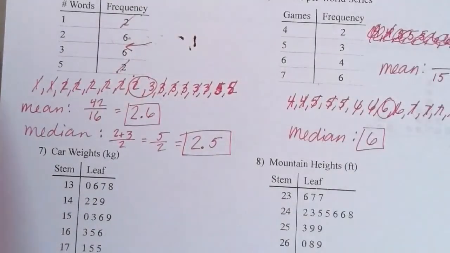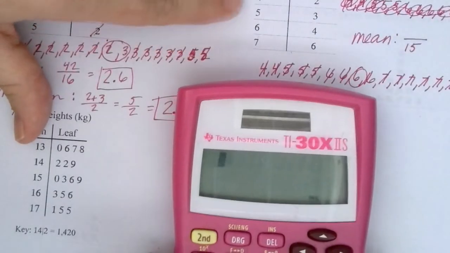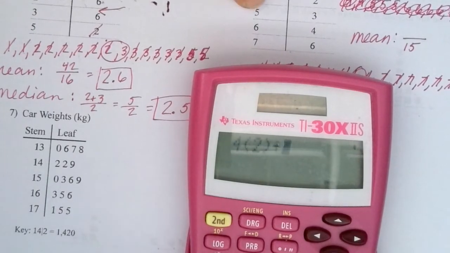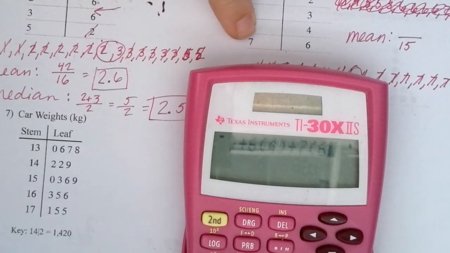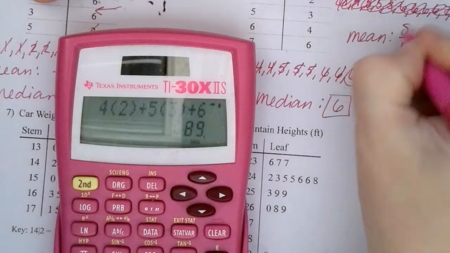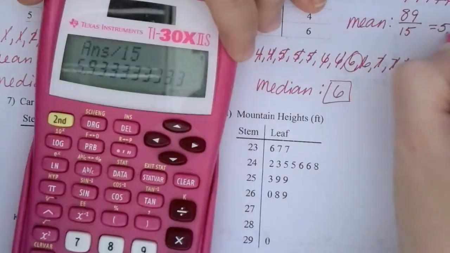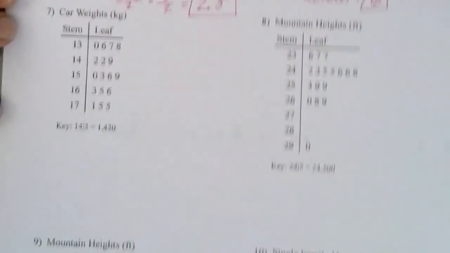Does anyone know a quicker way of doing the mean as opposed to having to type in all these numbers onto your calculator? So if 4 happens twice, I have 4 times 2 plus 5 times what? 3? 6 times 4 and 7 times 6. That can save me some time typing stuff in. And if I don't have to type in as many numbers, I'm usually less likely to make mistakes. That could be helpful. Gives me 89 divided by 15, 5.9. Yeah? We good? All right, now let's talk about these guys.